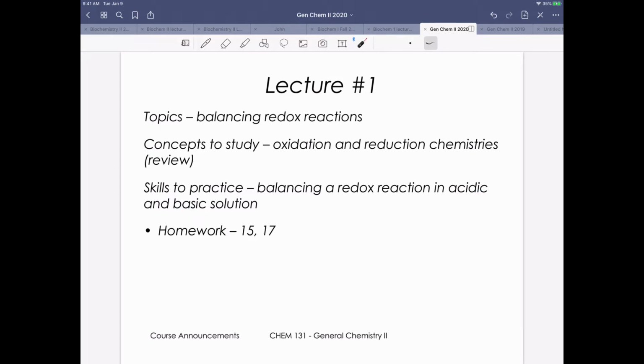A lot of the same principles that we've talked about before for balancing equations will apply here, but something that's new is thinking about how the acidity or basicity of the solution is going to affect how we balance a redox equation. There are a couple of homework problems that allow you to practice this skill.